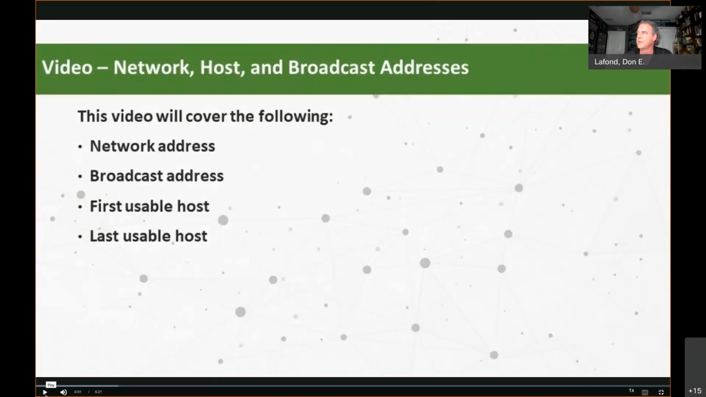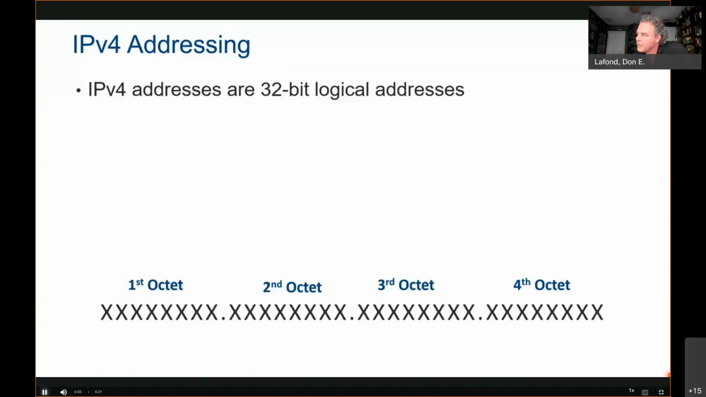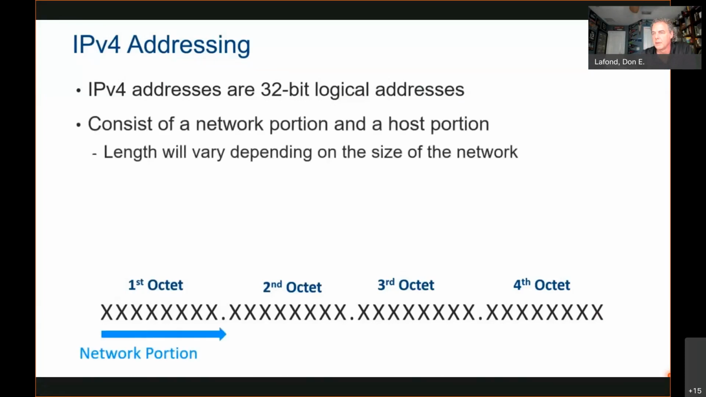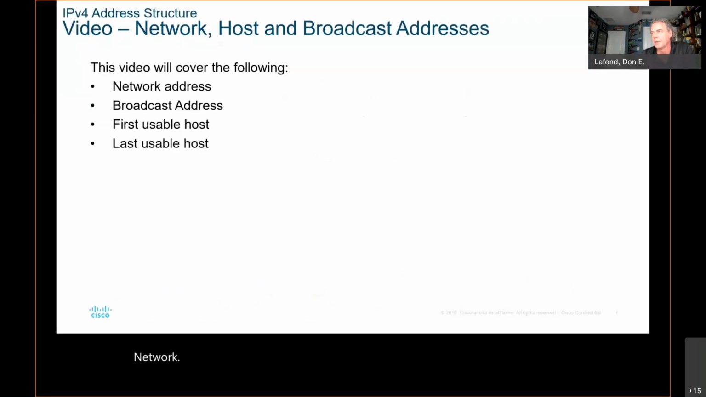This is video 11.1.5, network, host, and broadcast addresses. All devices on an IPv4 network need a 32-bit logical address in order to communicate. This 32-bit logical IPv4 host address consists of a network portion or network ID on the left and a host portion or host ID on the right. The length of these depends on the size of the network. Larger networks will have a longer host portion.